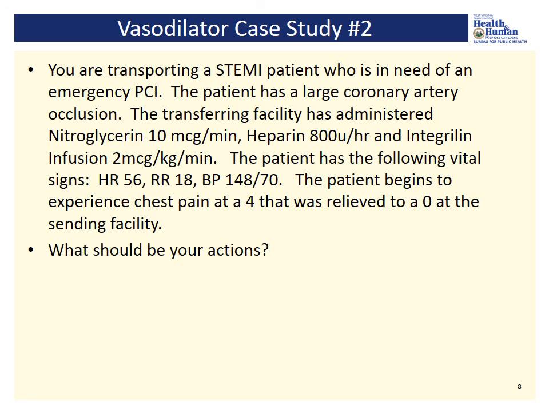The patient has the following vital signs. The heart rate is 56, the respiratory rate is 18, the blood pressure is 148/70. The patient begins to experience chest pain at a 4 that was relieved to a 0 at the sending facility. What should your actions be?